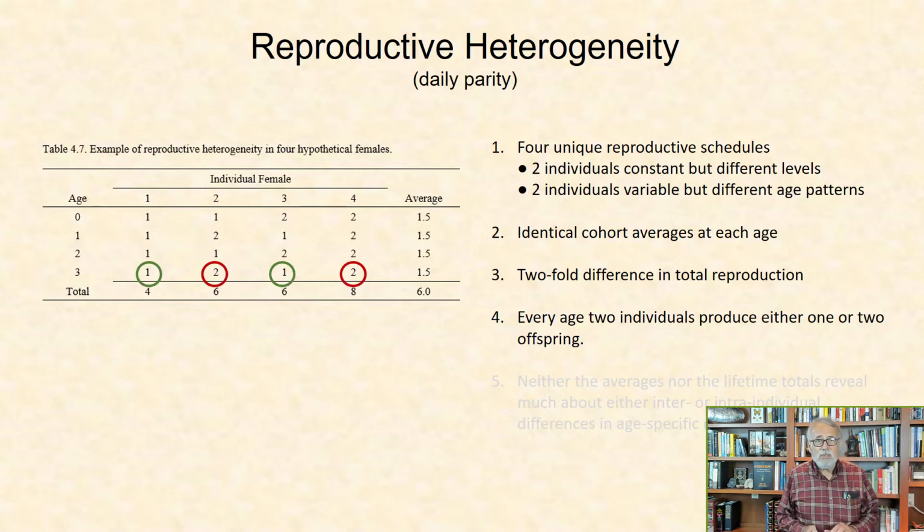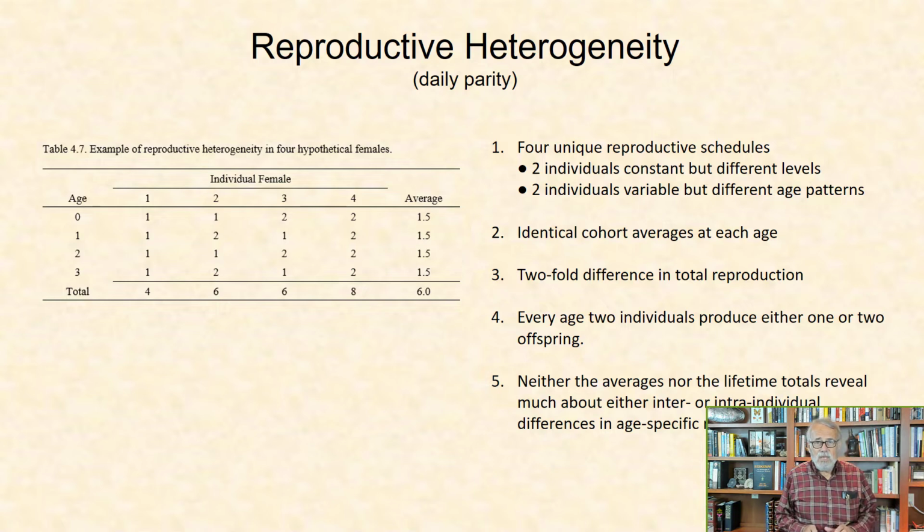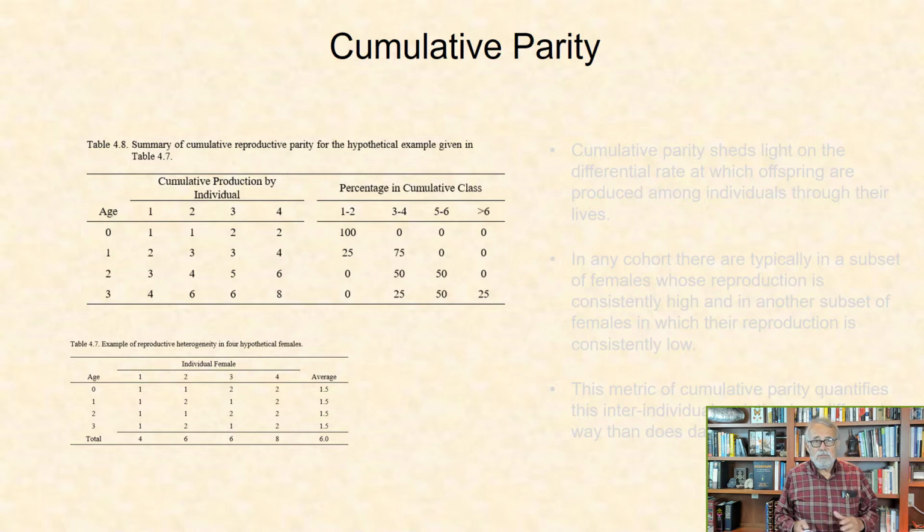The bottom line here is that neither the age-specific averages nor the lifetime total reproduction for individuals reveals much about either inter or intra-individual differences in age-specific reproduction. Now consider the contents of this table that I use to illustrate the concept of cumulative reproductive parity, in which the cumulative total number of offspring produced up to each age is the metric of interest.